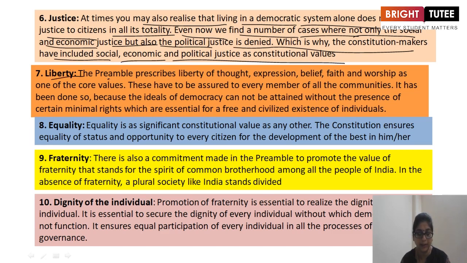Next is liberty. The preamble prescribes liberty of thought, expression, belief, faith and worship as one of the core values. They have to be assured to every member of all the communities. It has been done so because the ideals of democracy cannot be attained without the presence of certain minimal rights, which are essential for a free and civilized existence of individuals.